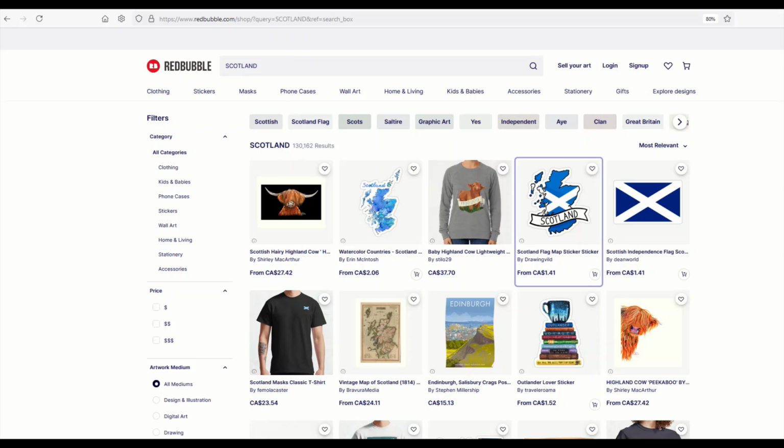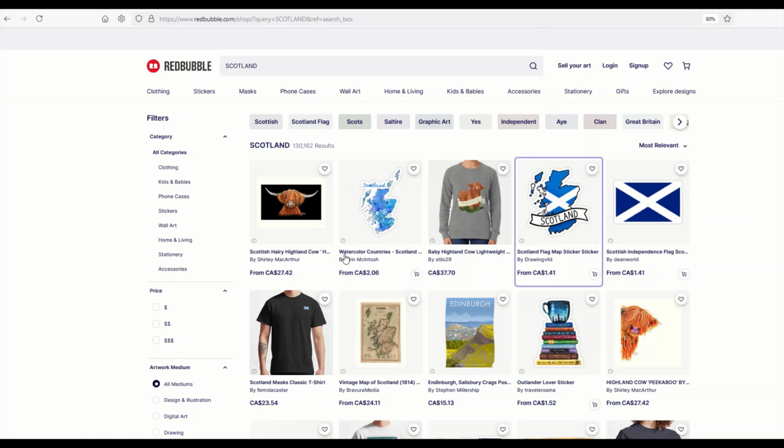One of the most common questions that I get is how many tags should I be using on Redbubble? Here's just an example of why we can go a little crazy thinking about this. I'm on Redbubble, I've typed in the keyword Scotland, I get back 130,000 results. The first result, the first row, I'm going to look at this one, watercolor countries, and this one. They're similar, they both say the word Scotland, they both kind of look like the country of Scotland.